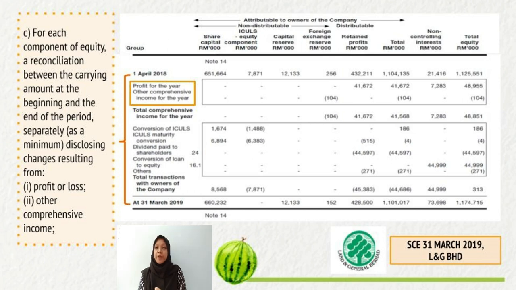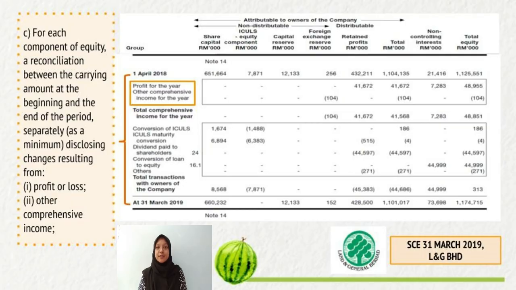In the Statement of Changes in Equity 2019 from LNG Berhad, you can focus on an orange arrow where it shows the reconciliation between the carrying amount at the beginning of the period, 1 April 2018, and the end of the period, 31 March 2019, including the changes resulting from the profit and other comprehensive income for the year, which is in a small orange box.